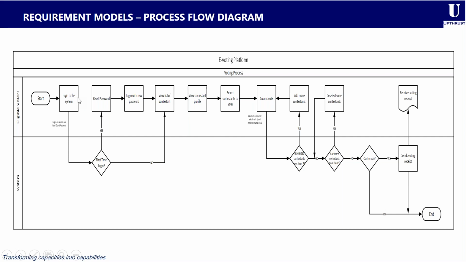It starts with the eligible voters logging into the system, resetting their password if it's the first time logging in. If it's not a first-time login, they continue to view the list of contestants, and then the eligible voter flows through the process involved, looking at the condition points of validations and also verifications that are necessary before finally submitting their votes. And the system sends them their vote receipts as a document, and then the process ends at that point.